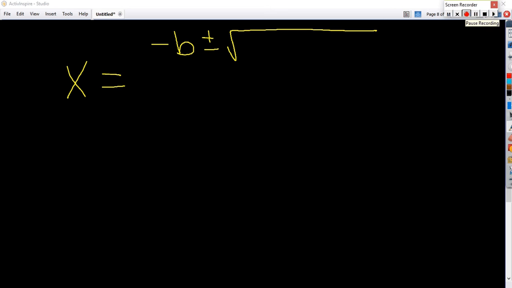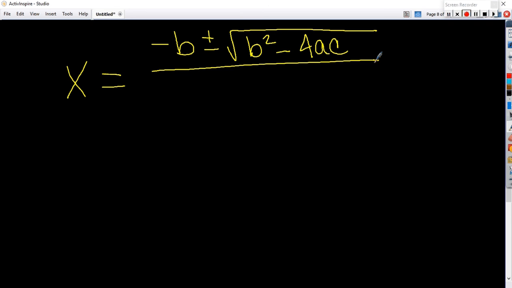Plus or minus the square root of b squared minus 4ac, all over 2a.